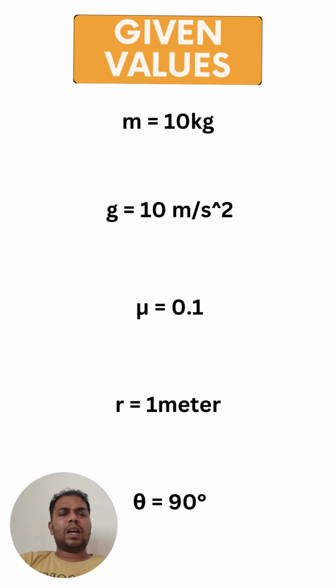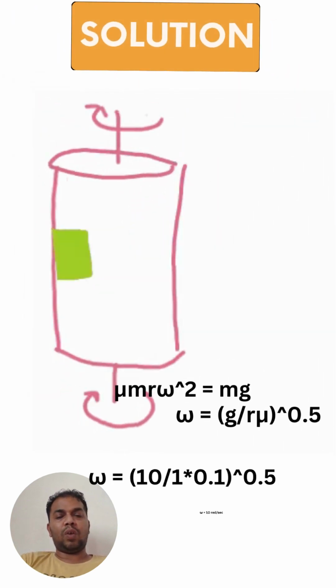So the given values are: mass of the block, which is 10 kg; the acceleration due to gravity, which is 10 meter per second square; the frictional coefficient, which is equal to 0.1. The radius is 1 meter and theta is 90 degrees, pi by 2, along which it is rotating.